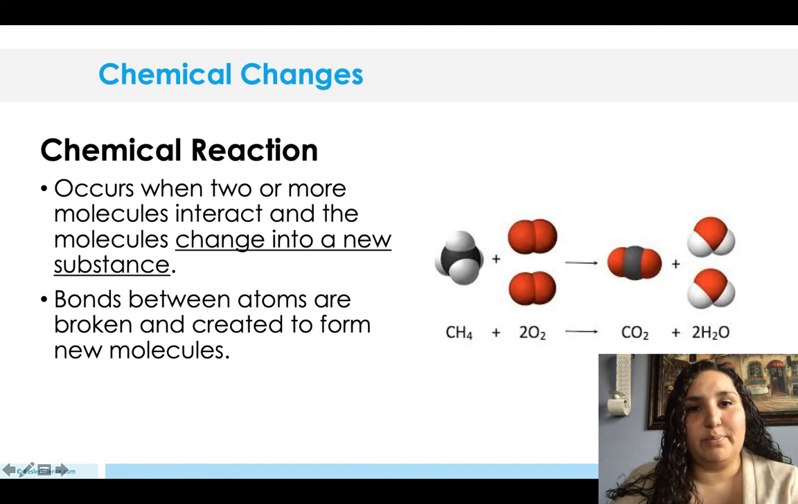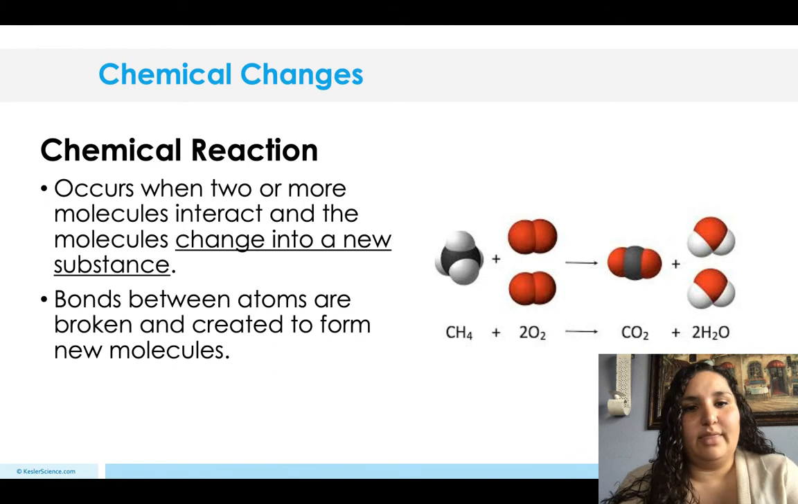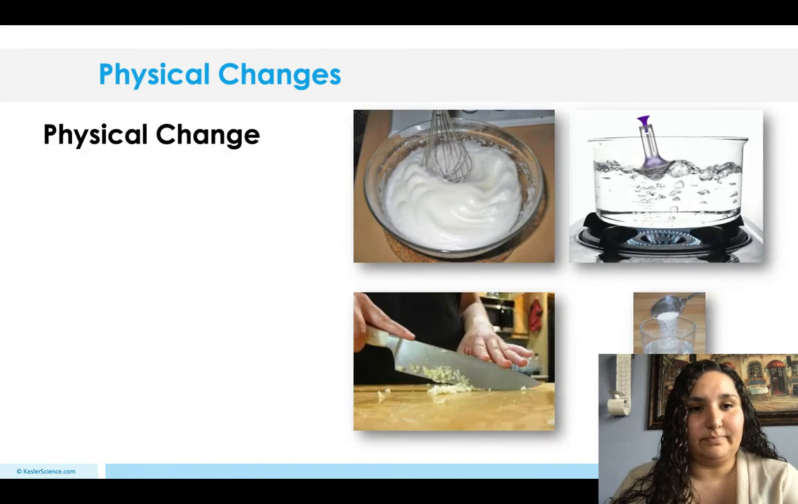So you've got to keep in mind the law of conservation of mass. You're going to see that in one of your worksheets. If the mass is the same, then that's how you know that you've also had a chemical reaction. Once again, even though you have new substances, the mass has to be exactly the same. And that's according to the law of conservation of mass.